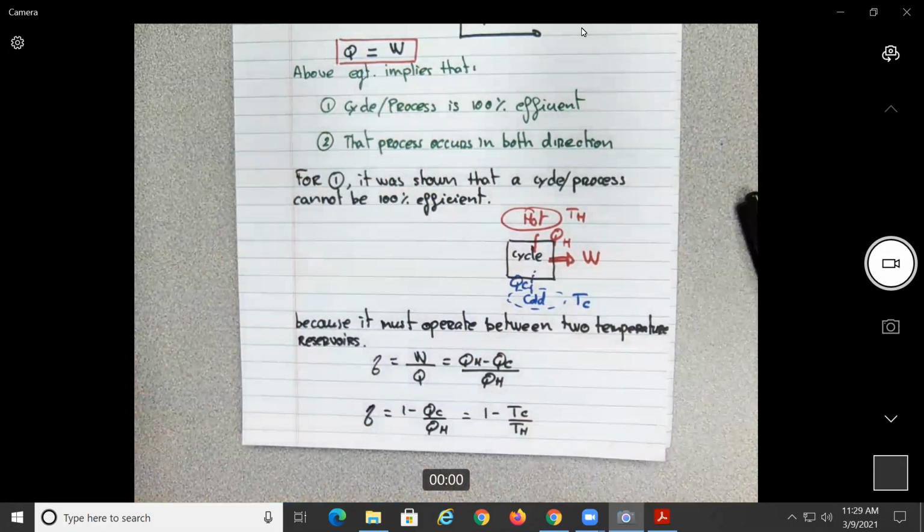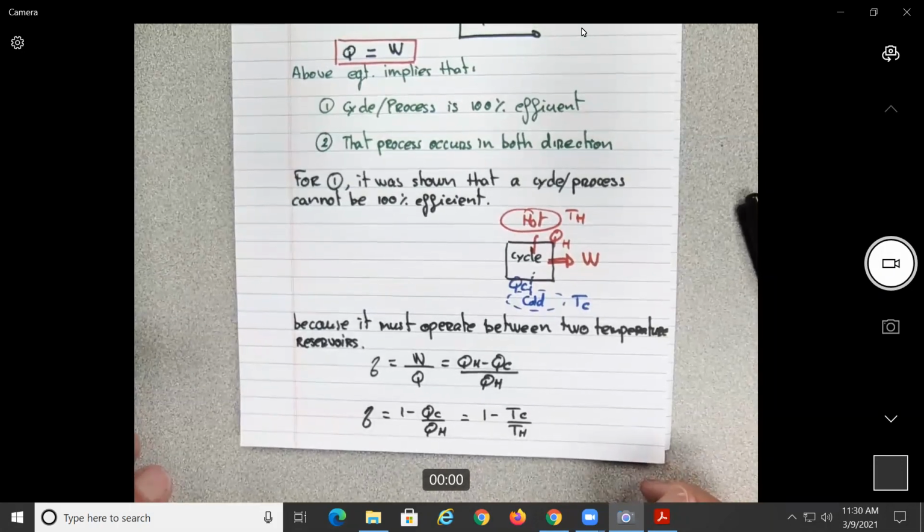So it's a one direction process and there's no return. So we need to define something which is going to help us to define when a process or cycle can be bidirectional or when it's just going to be one direction. So that new thing that we need to define is what is known as the entropy.